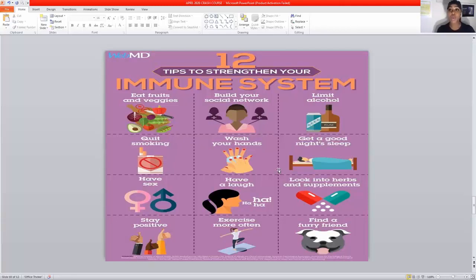Okay. 12 tips to strengthen your immune system, and I've listed them here. I did not make these up. This came from WebMD. I just figured that I would share this with you, just because of what we're going through right now, and because we just learned about the immune system. So, we want to stay positive. We want to make sure that we are exercising. This one says build your social network. Obviously, we want to do that virtually. We want to make sure that we are practicing social distance as much as we possibly can.